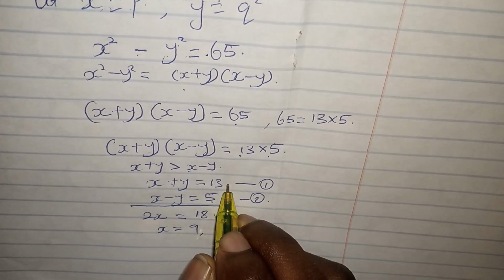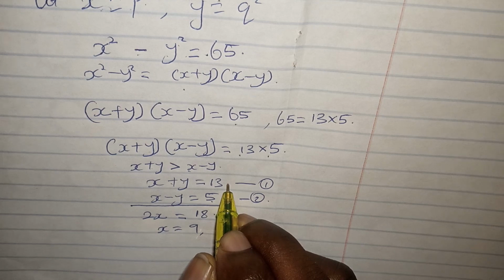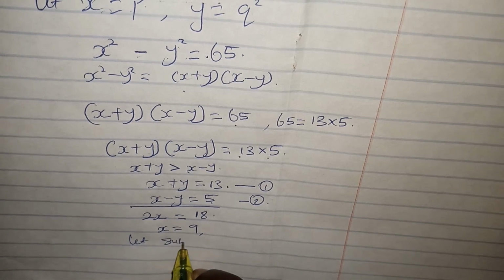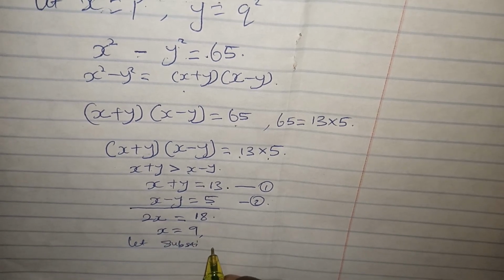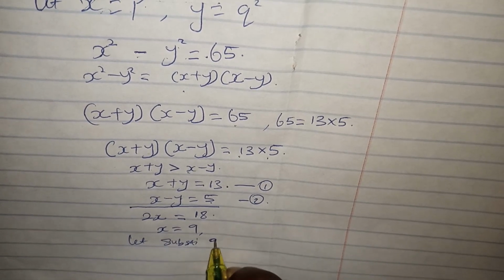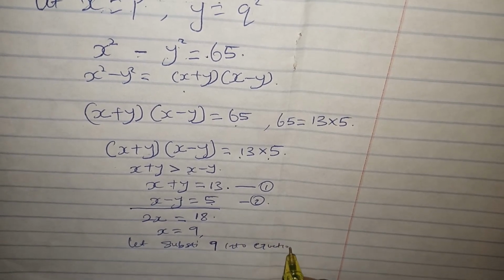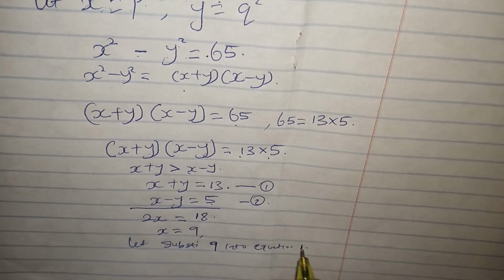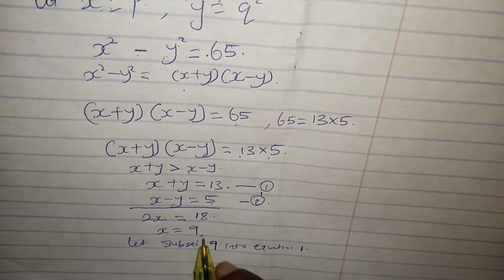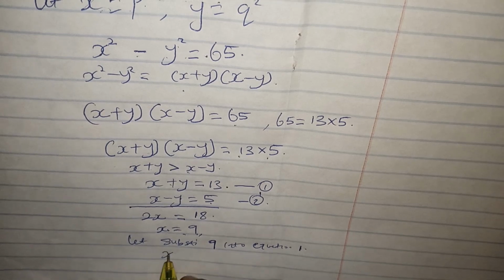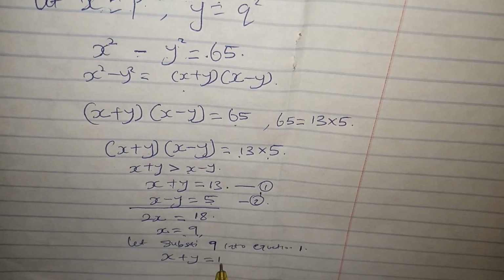Then if we move on to equation 1 and substitute the value of x there, let's substitute 9 into equation 1, and this is our equation 1. So wherever I see x in equation 1, x is equal to 9. So we are saying x plus y is equal to 13.